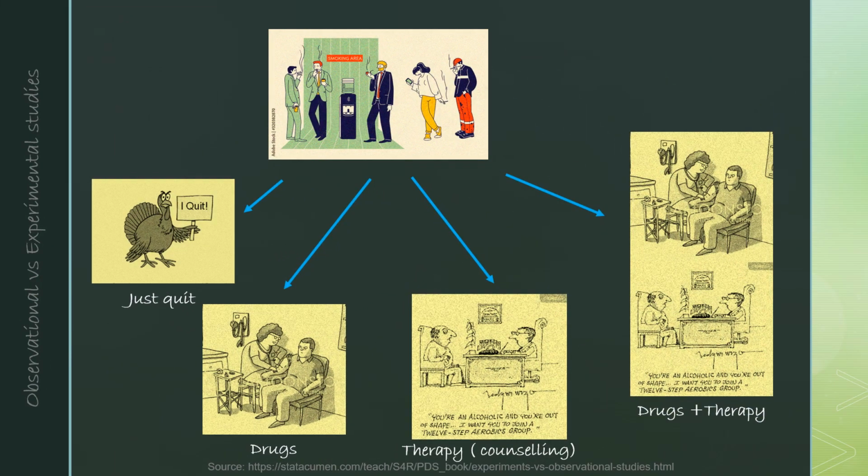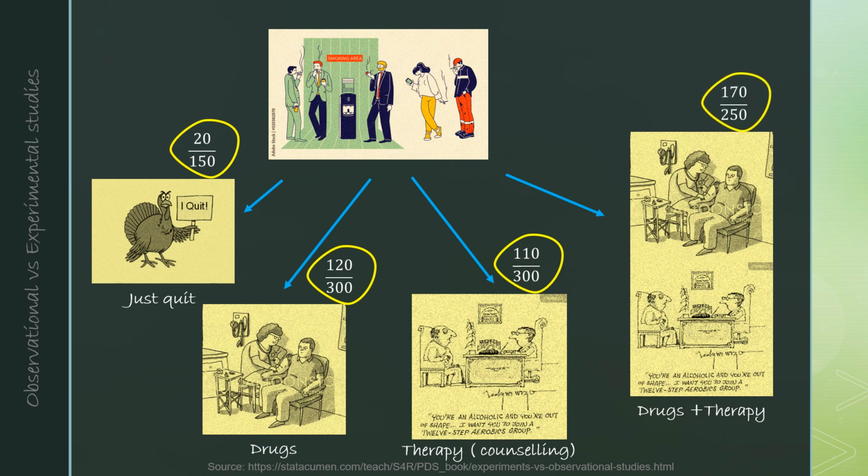6 months down the line, the people in the sample were revisited and the status on whether they have succeeded in quitting smoking, yes or no, was recorded. Accordingly, the study found 29 out of 150 who chose to quit abruptly only succeeded. Similarly, 120 out of 300 who chose drug intervention succeeded. 110 out of 300 who chose therapy succeeded. And 170 out of 250 who chose drugs plus therapy succeeded in quitting smoking.